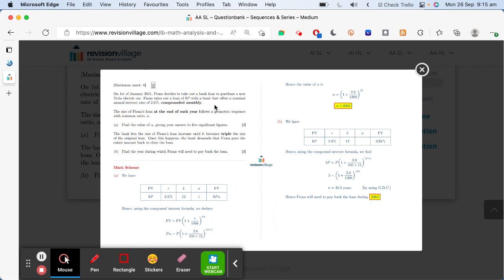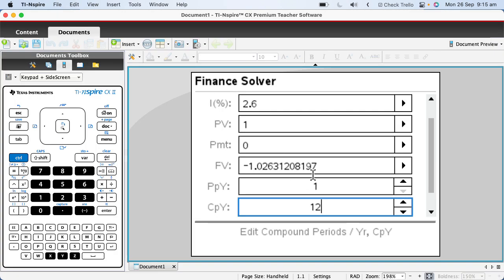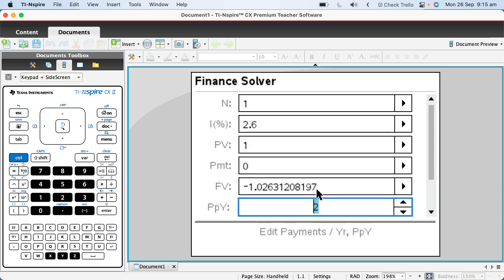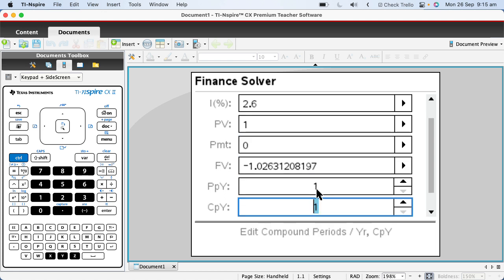But it's the kind of problem where it might get you to compare investing money, compounded monthly versus compounded daily. You could go quickly into your finance solver, put in all the details, and set compounding periods per year to 12, and then redo it with compounding periods per year being 365, and it really quickly gives you the answers, if that makes sense to you. That's the kind of thing you'd use it for.